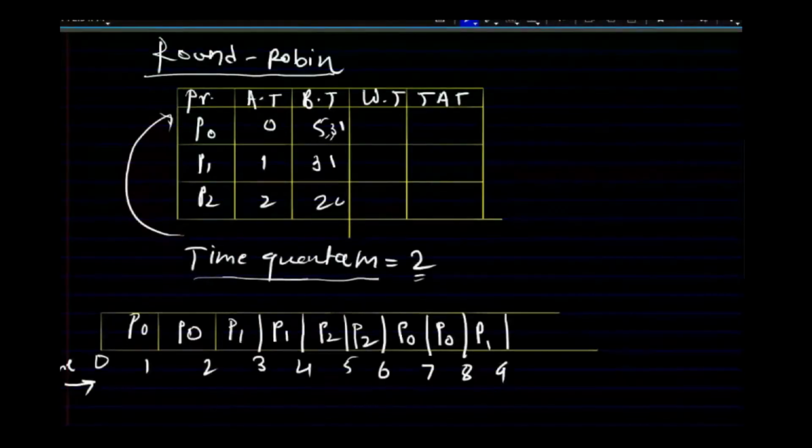Then P2, it is already finished. So we will again go back to P0 and we will execute P0 for 1 unit of time. Okay, so the total burst time was 5, 3, 8 plus 2, 10. So we have executed the processes up to 10 units of time. Now next we want to calculate the waiting time for each process. Okay, now let us start calculating the waiting time.